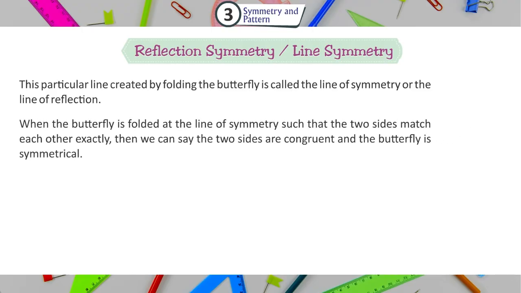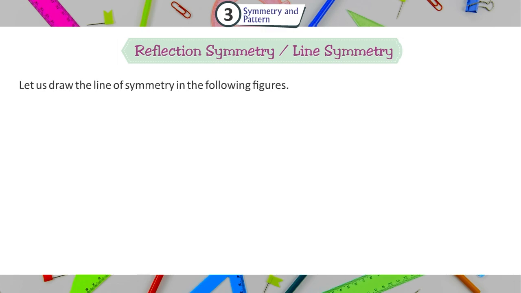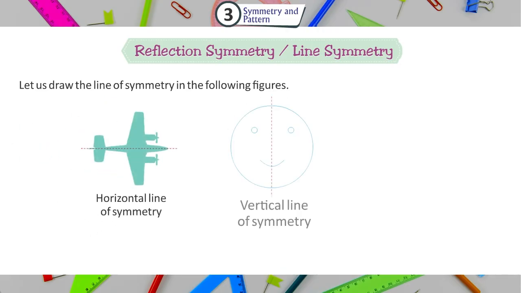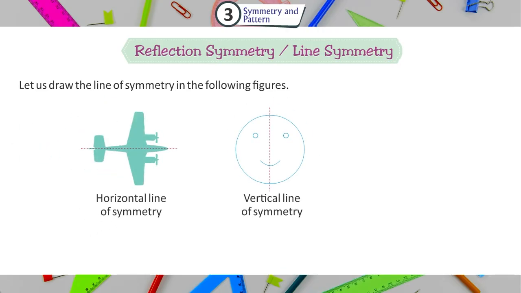When the butterfly is folded at the line of symmetry such that the two sides match each other exactly, then we can say the two sides are congruent and the butterfly is symmetrical. Let us draw the line of symmetry in the following figures. Horizontal line of symmetry, vertical line of symmetry, diagonal line of symmetry.